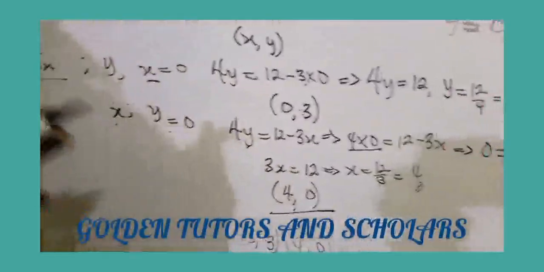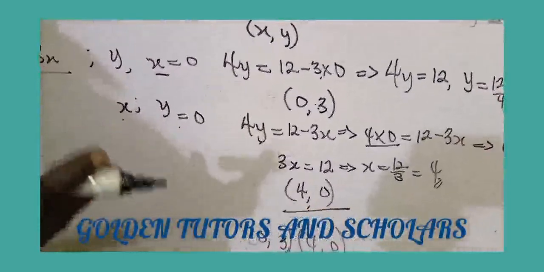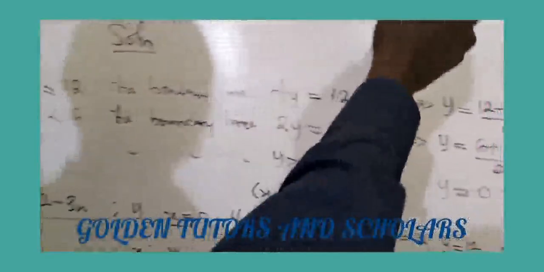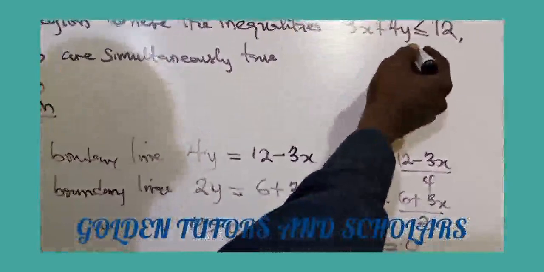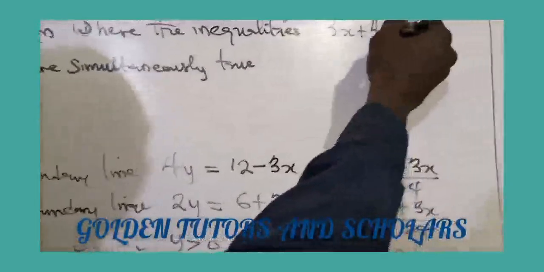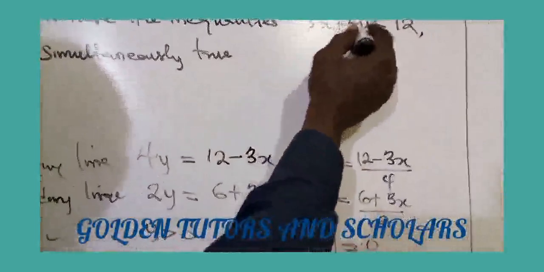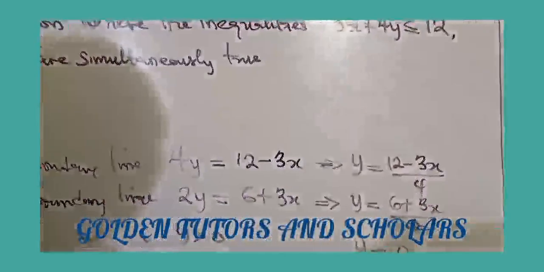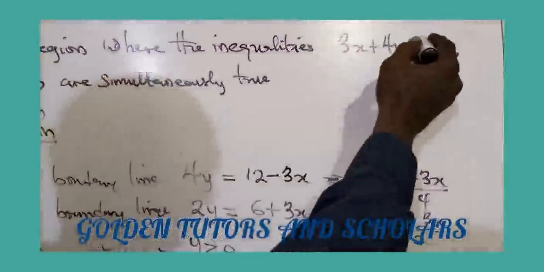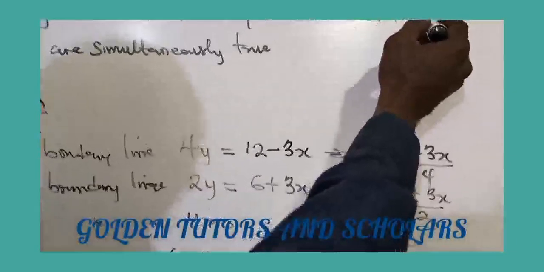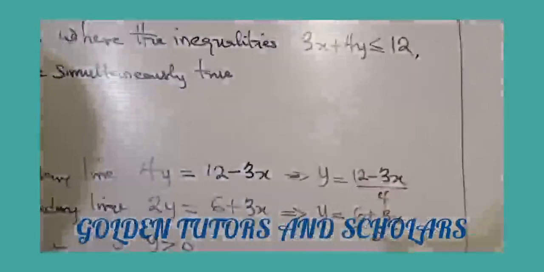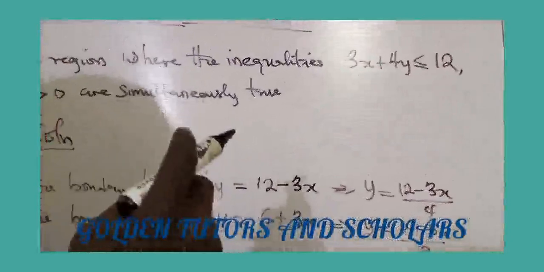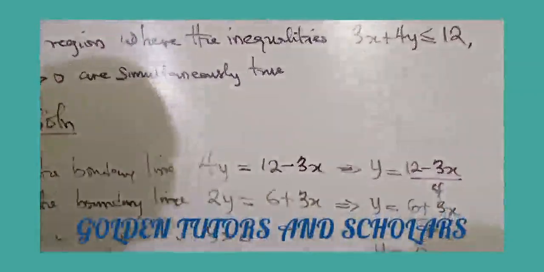Now, here is a very important thing we need to note. For this boundary line, coming from the inequality that gave rise to it, the inequality sign says 3x plus 4y is less or equal to 12. What it is telling us is that because we have less or equal to, the line itself is part of the solution. And because the line itself is part of the solution, I will draw the line with a bold line.